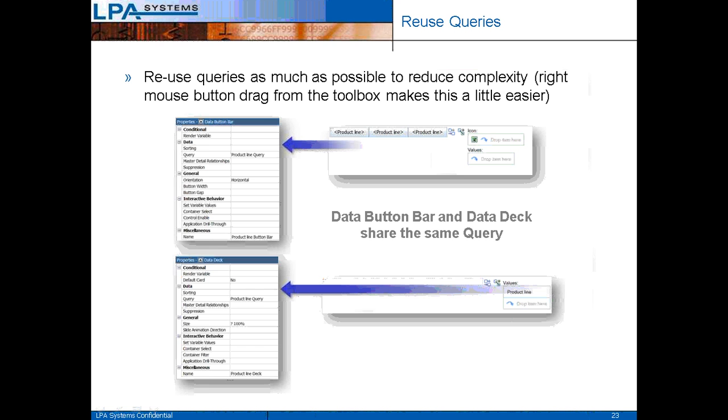Reusing queries is not only a good design concept for active reports, but for traditional Report Studio reports as well. It can reduce the overall runtime, so the fewer queries that have to be generated, the quicker the report will build. It also reduces the complexity of the report in general.